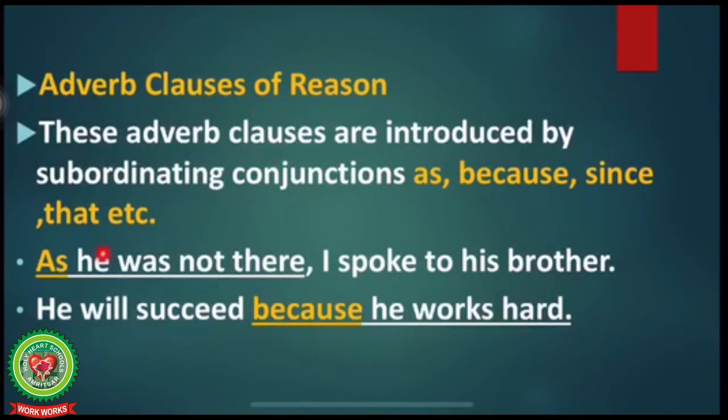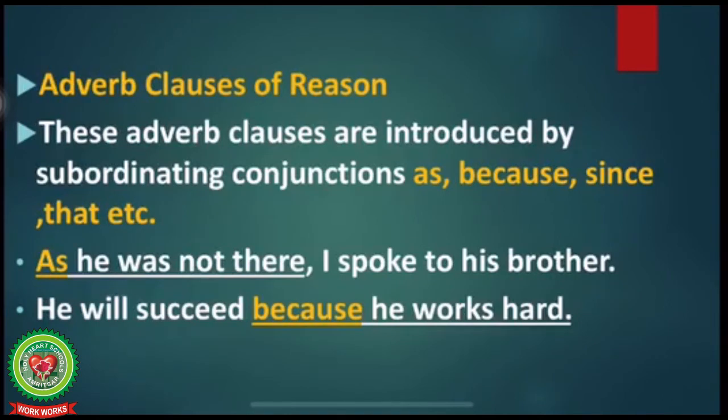The answer, as he was not there, is giving us the reason for some act, right? So as is a subordinating conjunction. The words following it, as he was not there, form a subordinating clause, and I spoke to his brother is a principal clause, right? And as he was not there denotes the reason, so it's an adverb clause of reason.